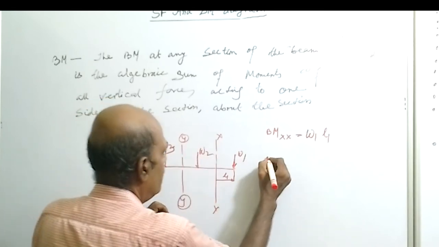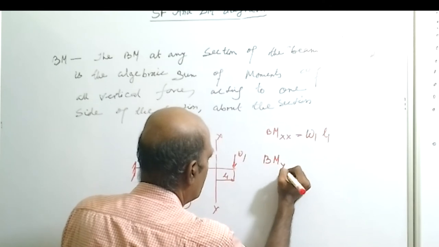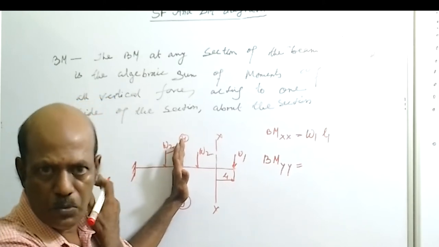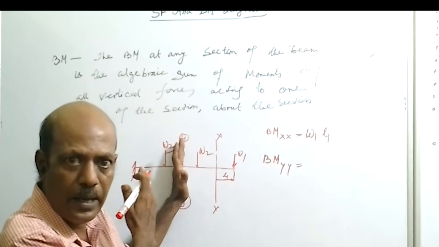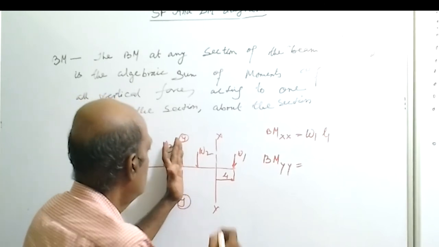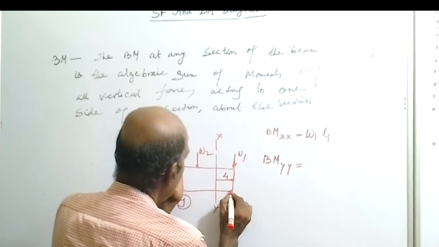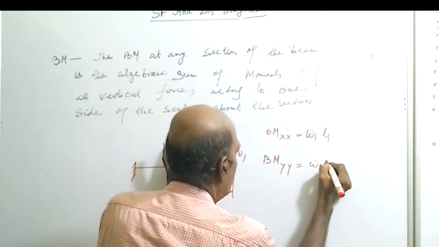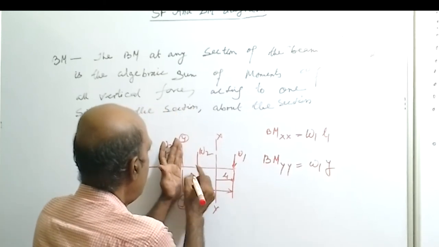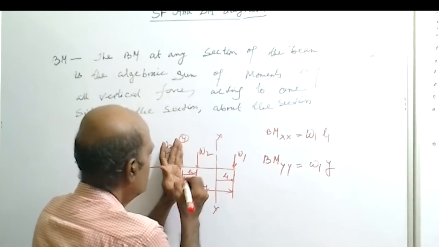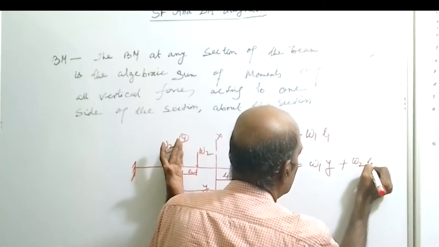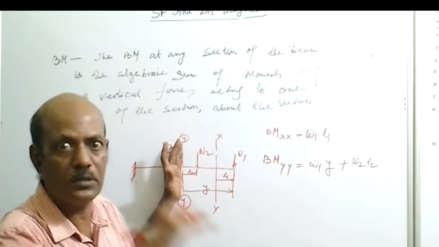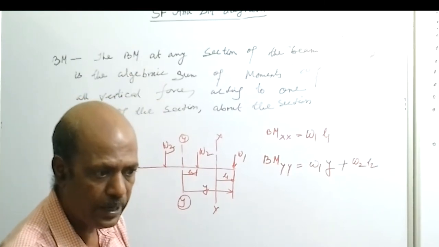Now, if we consider the section YY, what will be the bending moment at section YY? That is the algebraic sum of moments of all the vertical forces acting to one side of the section. Say, at the right side of section YY, W1 will cause a moment. If it is at a distance Y, it will be W1 into Y. And if the distance is, say, L2, then W2 into L2. So the algebraic sum of moments of all vertical forces acting to one side of the section about that section is known as the bending moment, as per the definition.